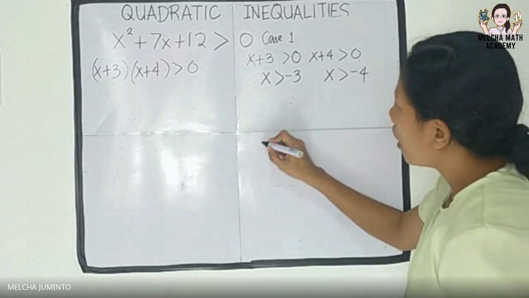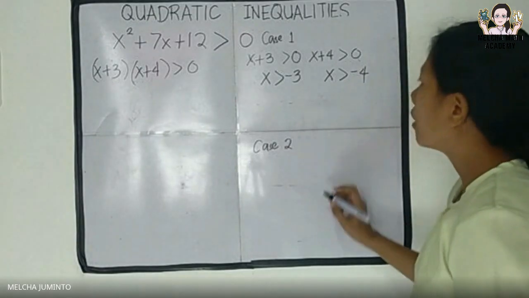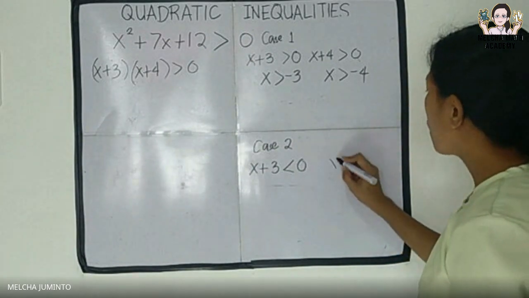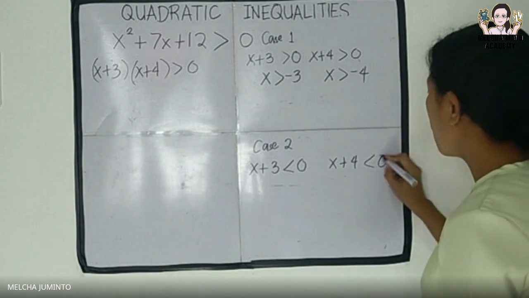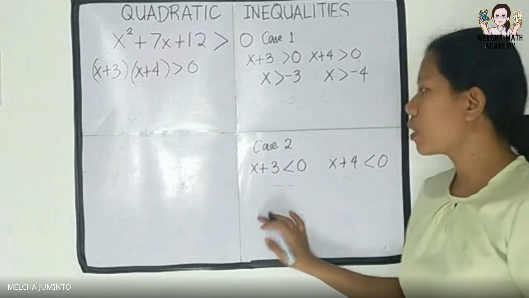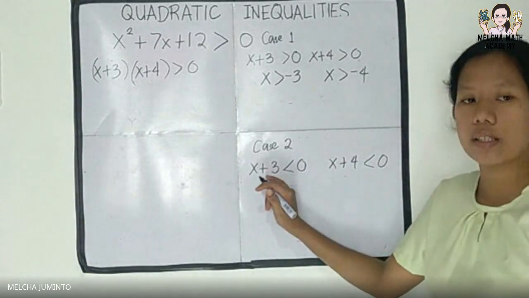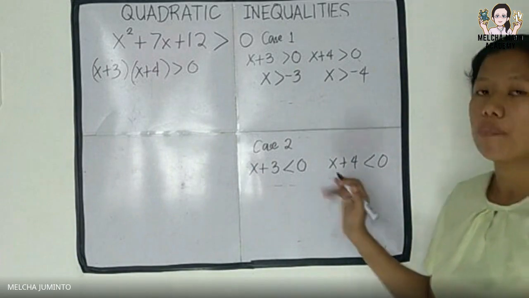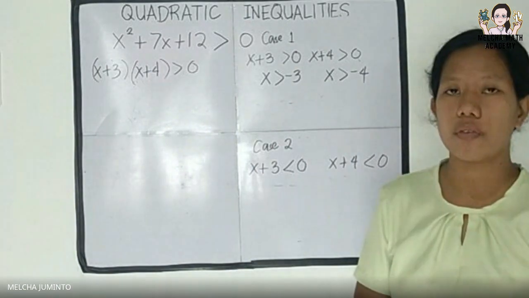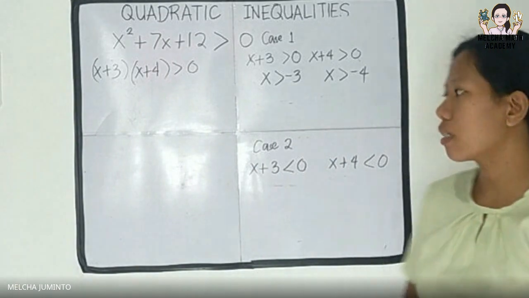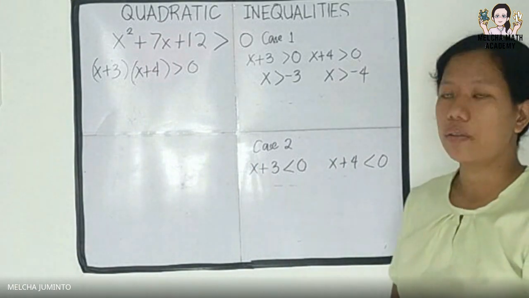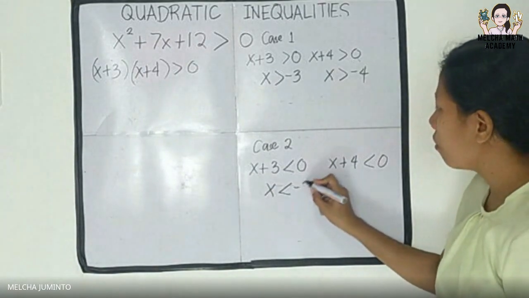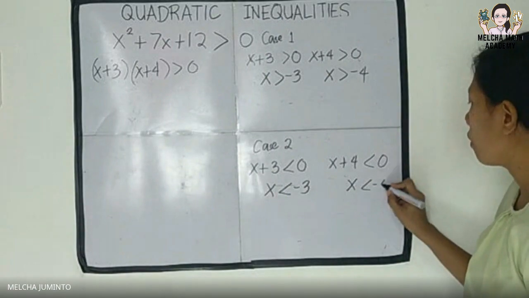While for the second case, case number 2, it can be x plus 3 is less than 0 and x plus 4 is less than 0. Why? Because if x plus 3 is less than 0, a negative number, and this one is also less than 0, a negative number, negative times negative is positive, and it will still give us a number greater than 0. So this is the second case. So we write x is less than negative 3 and x is less than negative 4.